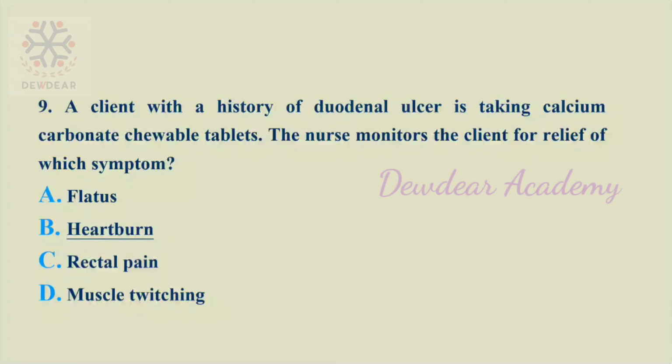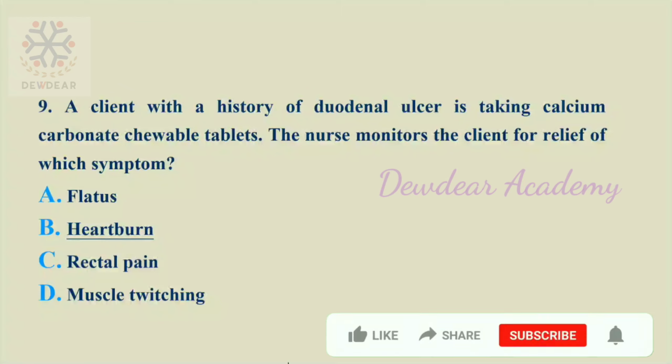Calcium carbonate is used as an antacid for the relief of heartburn and indigestion. It can also be used as a calcium supplement or to bind phosphorus in the GI tract in clients with renal failure. And all other options are unrelated to this medication. So here the right answer is heartburn.